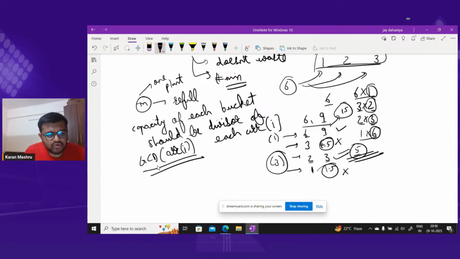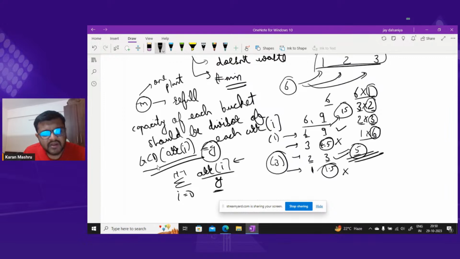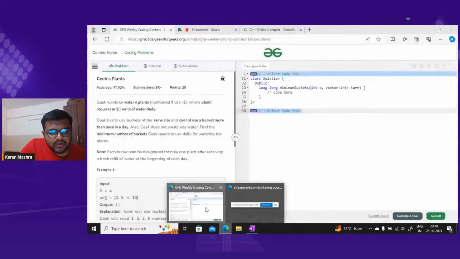Then suppose my GCD is equal to G. Then the number of buckets will be the summation, i equals 0 to n minus 1, of array of i upon G, because G is the bucket capacity, and array of i is the amount of water which I need to apply to the ith plant. So for the ith plant, I will require array of i divided by G number of buckets, and the summation of buckets over the complete array will give me the total number of buckets, right? So now let us have a look at its code.